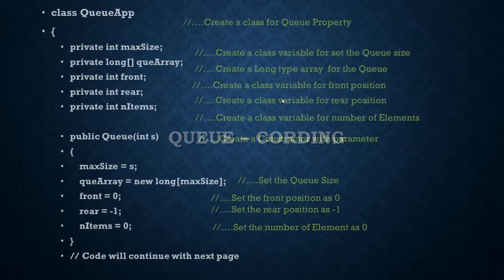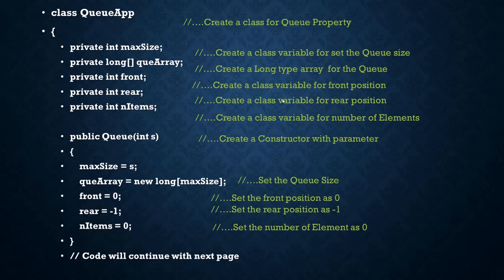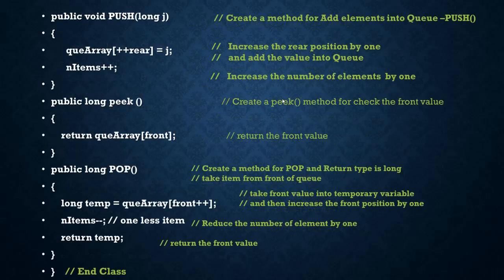So this is what we did so far. We created all the class variables. Using a constructor, we initialized all class variables. And then here you can see the push method, peek method, and pop method. This coding is using Java, but you can develop the same algorithm using C++, C, or any programming language.